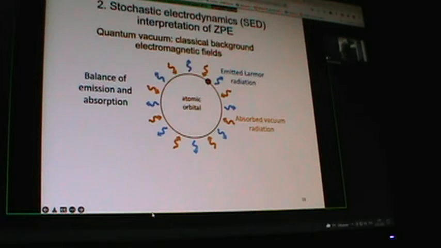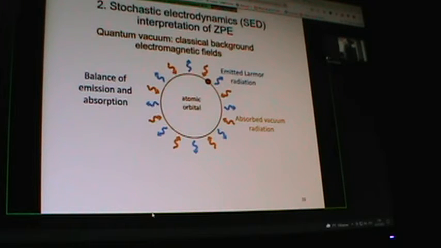That electron is, in fact, accelerating, and it's radiating Larmor radiation all around, and so it would wind down and fall into the nucleus, except that there's also incoming radiation from the vacuum, and that dynamic equilibrium between the incoming radiation and the outgoing radiation supports electronic orbitals. So there's a balance of emission and absorption. There's much, much more about stochastic electrodynamics, which we're not going to talk about now.